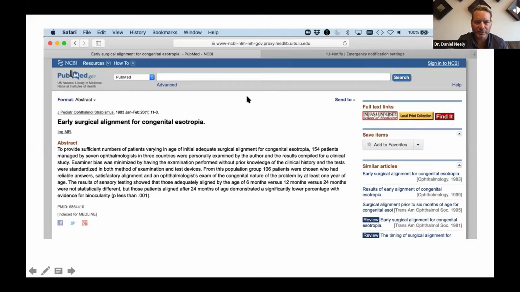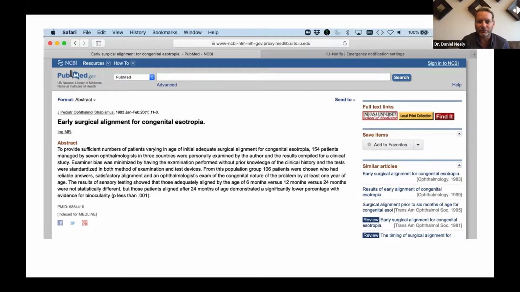But there are a couple really hallmark studies that I'd like to point out. When you talk about congenital esotropia, which is where we're talking about timing with congenital strabismus most frequently, this article by Malcolm Ng back in the 80s looked at 154 patients who were managed by pediatric ophthalmologists in several countries, and looked at their outcomes over time.